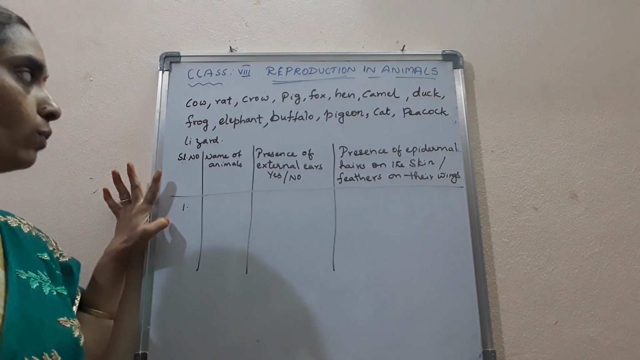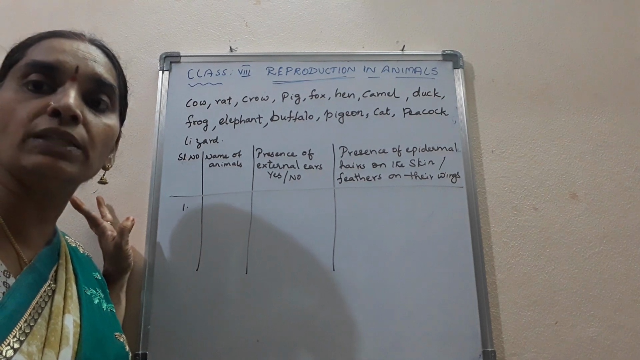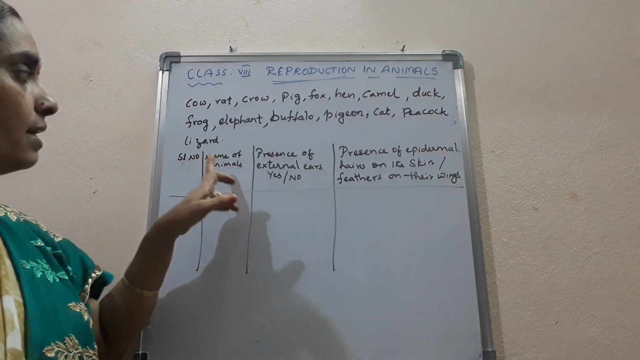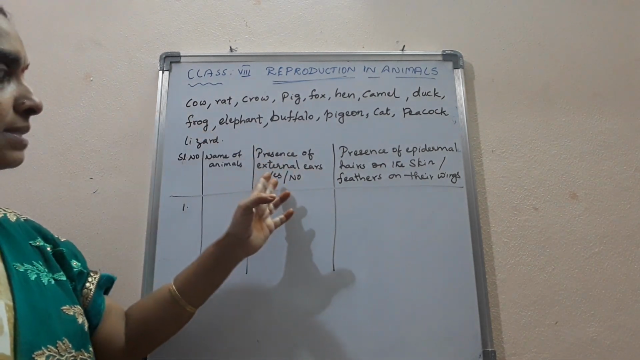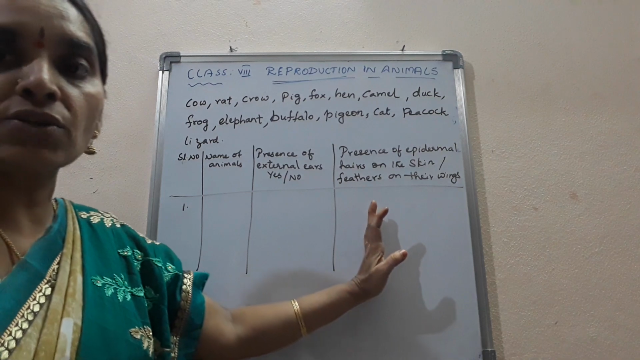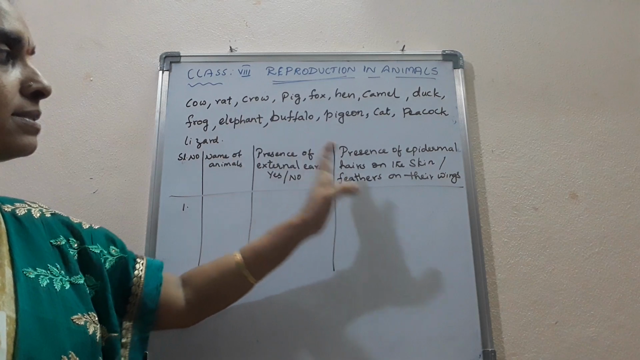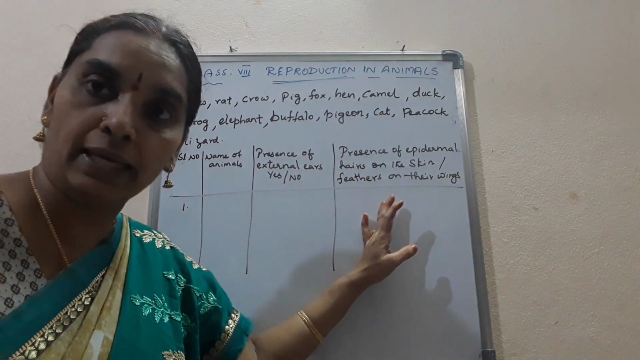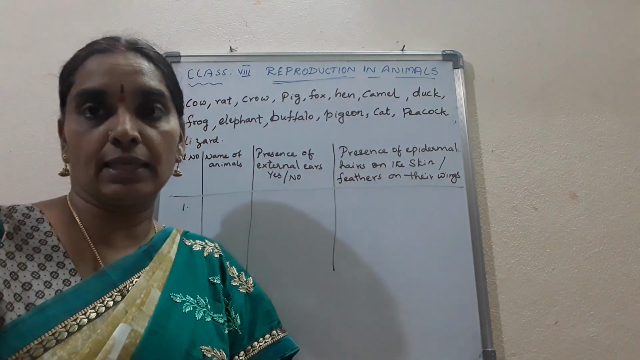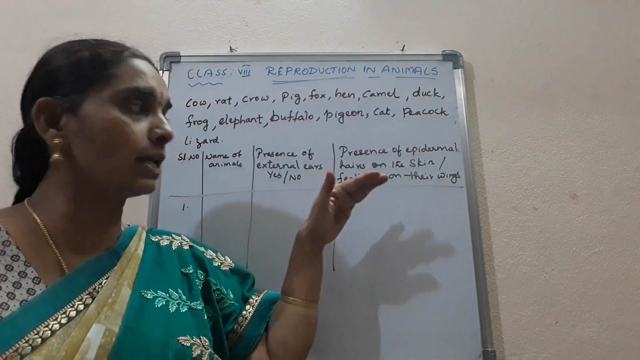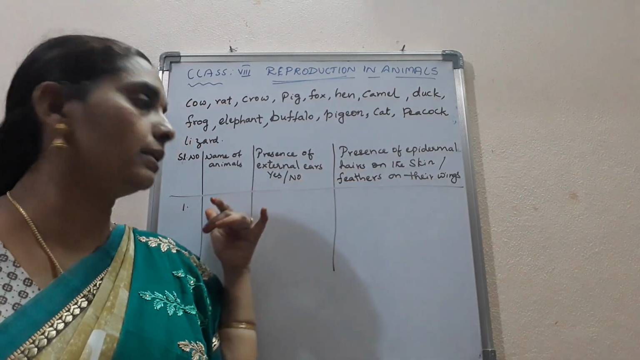So from this we can understand which animals lay eggs and which animals give birth to young ones. See here, children, the names of the animals you see. Presence of external ears: which animals have them? And presence of external hair. By seeing the animals, we have to observe and say whether they have epidermal hair, that is on the dermis, the skin. Presence of hair over the skin, epidermal hair over the uppermost layer of the skin. The animals that contain the hair should be written over here.